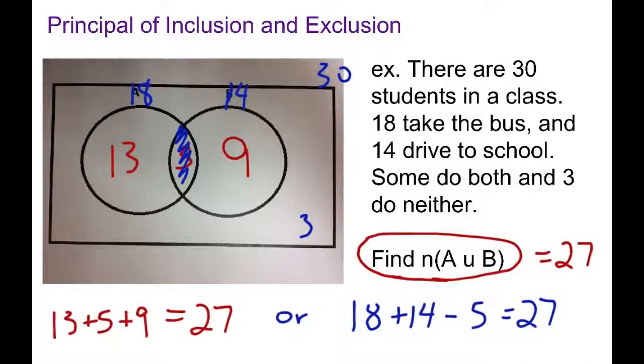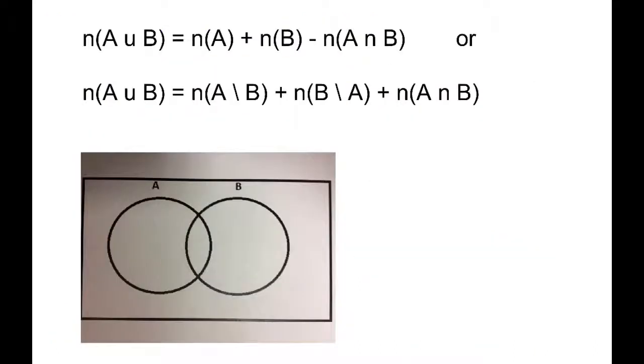Okay, so that's an example showing the principle of inclusion and exclusion, and they're just two different ways of getting the same answer. It depends on which way your brain works better, which way makes more sense to you. A lot of people, I think, like the red version: just figure out all the circles and then add up all the sections. 13 plus 5 plus 9 gave us the 27. But it also works to go 18 plus 14 minus the overlap. So whichever makes more sense to you, that's good. And that's really all the principle of inclusion and exclusion is trying to do for us.